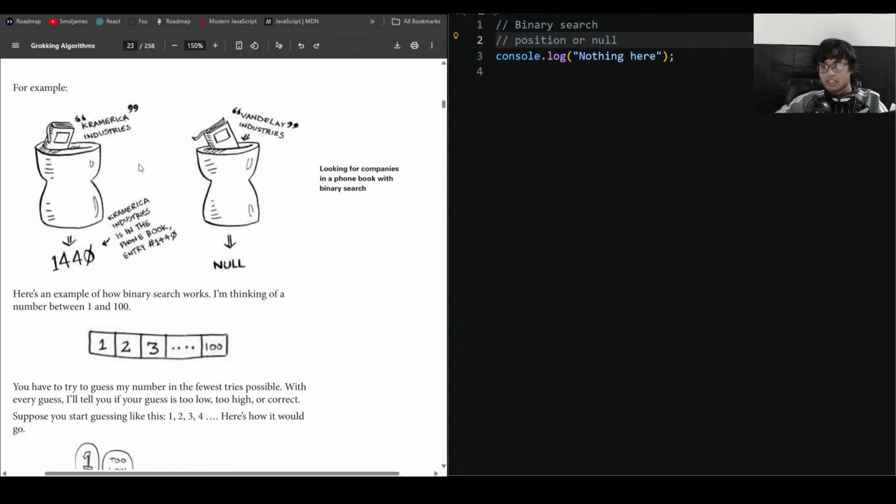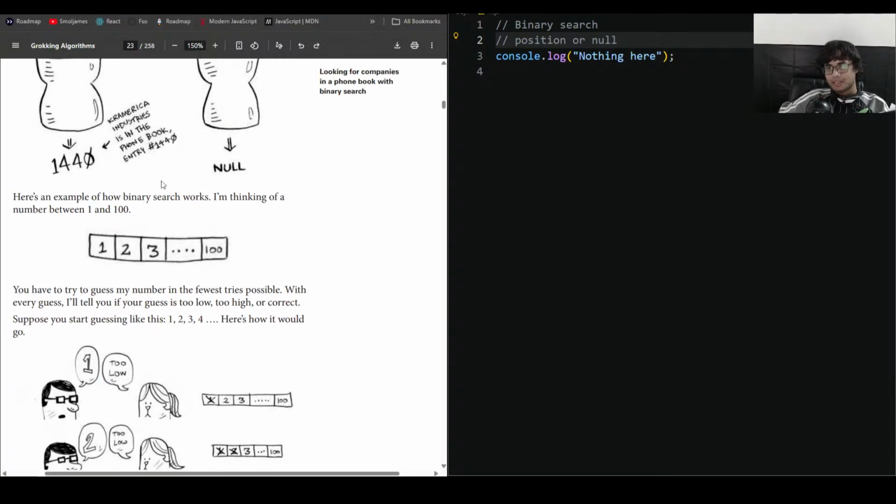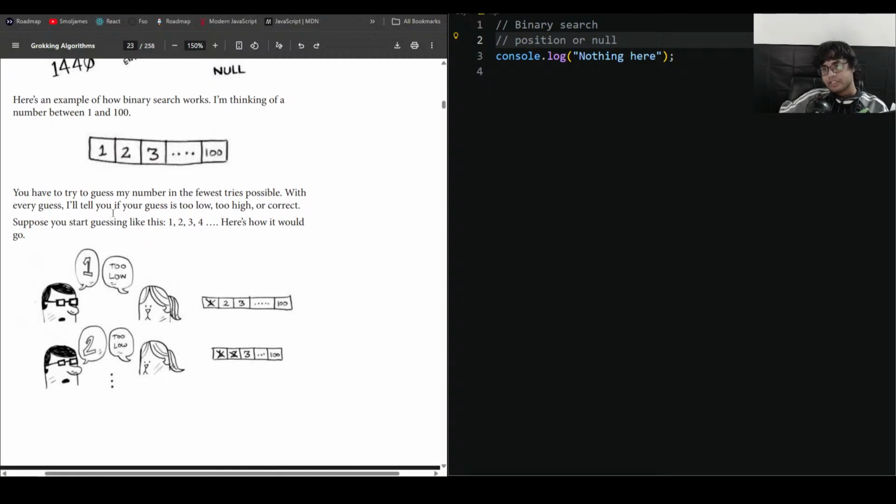Here's an example of how binary search works. I'm thinking of a number between 1 and 100. You have to try to guess my number in the fewest tries possible. With every guess, I'll tell you if your guess is too low or too high or correct.